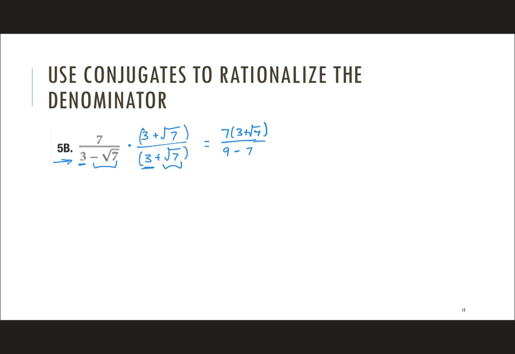Okay, let's keep going. In my numerator, I'm going to distribute, which means I have 21 plus 7 times the square root of 7, all divided by 2. Now, there's nothing I can do to simplify this further. I can't divide anything out, so this is my final answer.